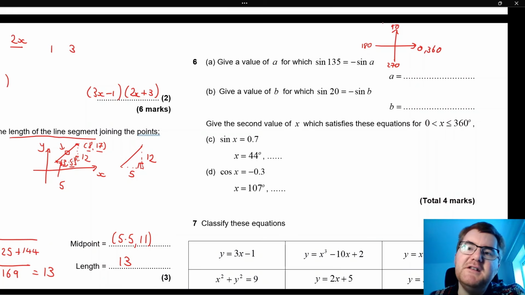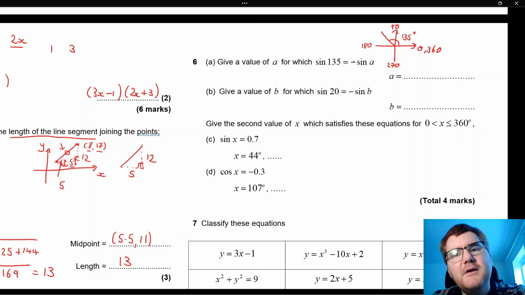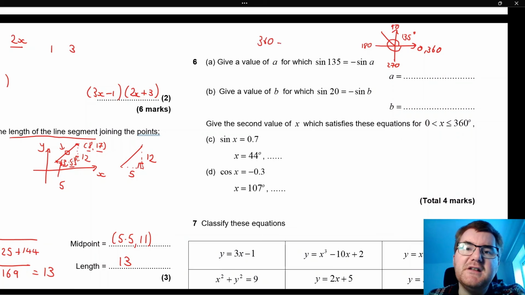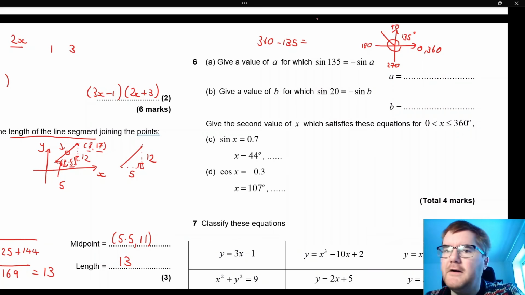Where would 135 be here? Well, if we go around, it's going to be roughly around here. So this would be 135 degrees. Now, because we're negative, we're working backwards, so I actually want to work out this angle here instead. Because I'm negative, I'm going down from the x-axis. Again, angles around a point add up to 360. So if I do 360 minus 135, that's going to give me the final result of 225.